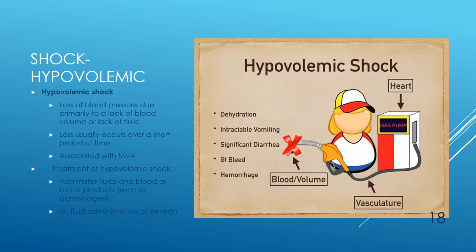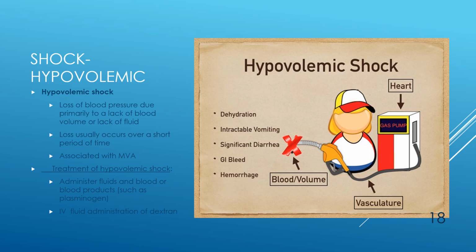We have no shortage of shock conditions. Let's talk about hypovolemic shock. What is hypovolemic shock? Hypovolemic shock is a shock that is caused by a lack of fluids in the body. What kind of things can cause a lack of fluids? It could be a motor vehicle accident where you have an internal bleed. You could have dehydration. You could have vomiting. It could be significant diarrhea. You could be hemorrhaging. You could have a GI bleed. These are all common causes of hypovolemic shock.